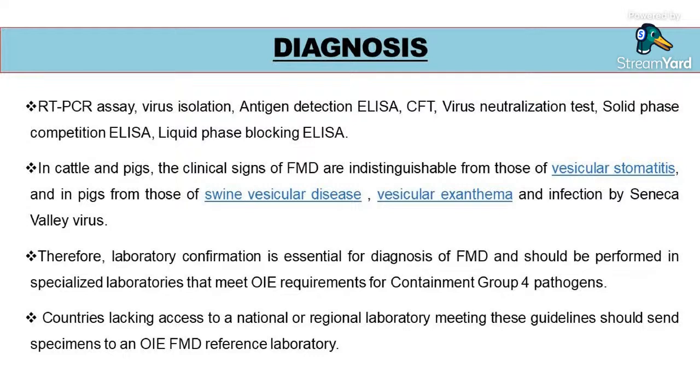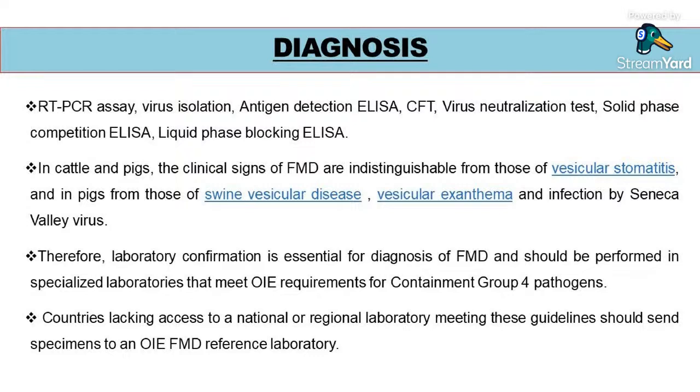We cannot judge from the clinical signs whether these diseases are present or FMD is present. For this we have to go for laboratory diagnosis, and it comes under the containment group 4 pathogens, because it is more pathogenic as compared to other organisms. So laboratory diagnosis is essential, and whenever there is no reference laboratory or regional laboratory, then the OIE FMD reference laboratory is there. So we have to put the samples and send them to the laboratory.